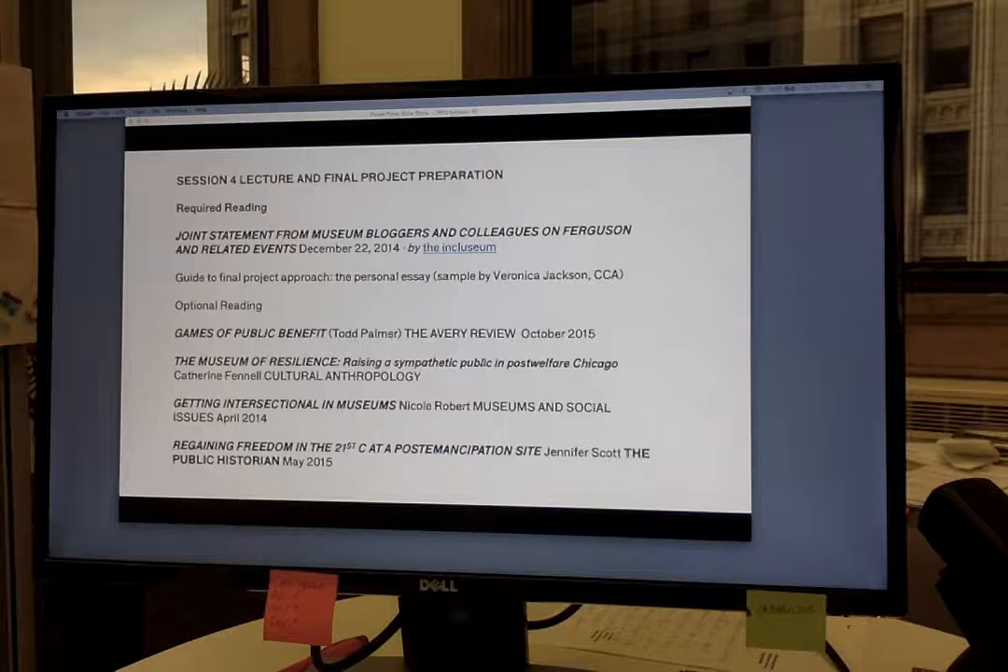The optional readings I won't belabor, but we'll talk about them in this session. Instead of going into what they are, they'll just come up as I proceed.